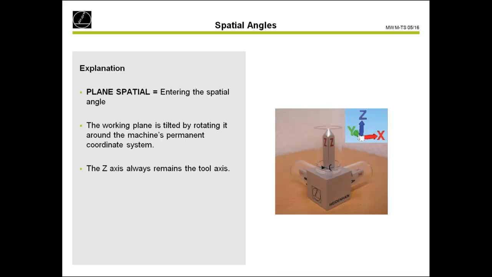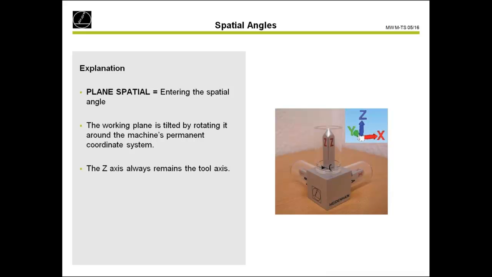If you take part in a training, then you always get the coordinate system from HEIDENHAIN. And there you also have the rotary axis on it. And with this coordinate system, you can easily check which is the positive direction of the rotary axis.